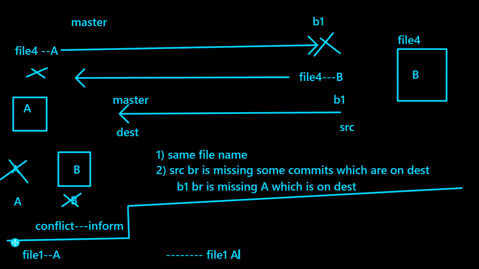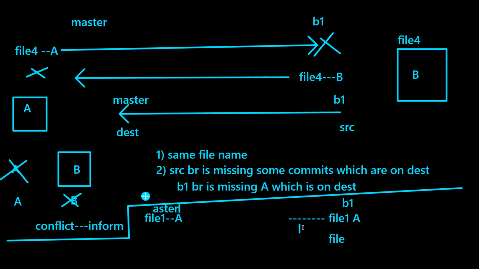Means file 1 commit A is still here. Okay, then what did you do? Then on B1, this side is the B1 branch. This is master. Right? Now here on file 1, let's say I made some commit. Now if I integrate, would I get a conflict?